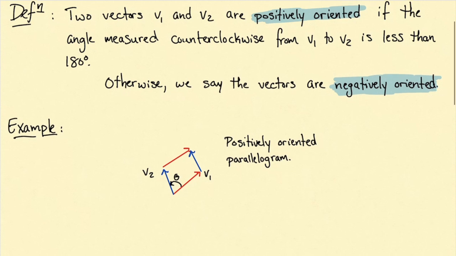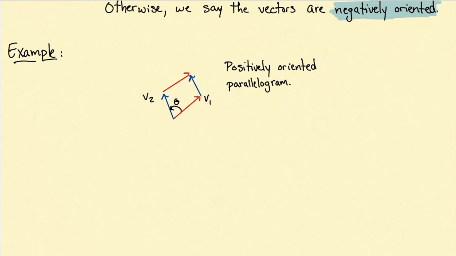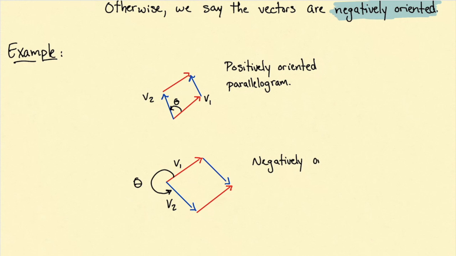vectors. Now, if we construct the following parallelogram, we can see that the angle measured counterclockwise from v1 to v2 is definitely larger than 180 degrees. These two vectors are therefore negatively oriented, and we say that the parallelogram constructed from these negatively oriented vectors is also a negatively oriented parallelogram.